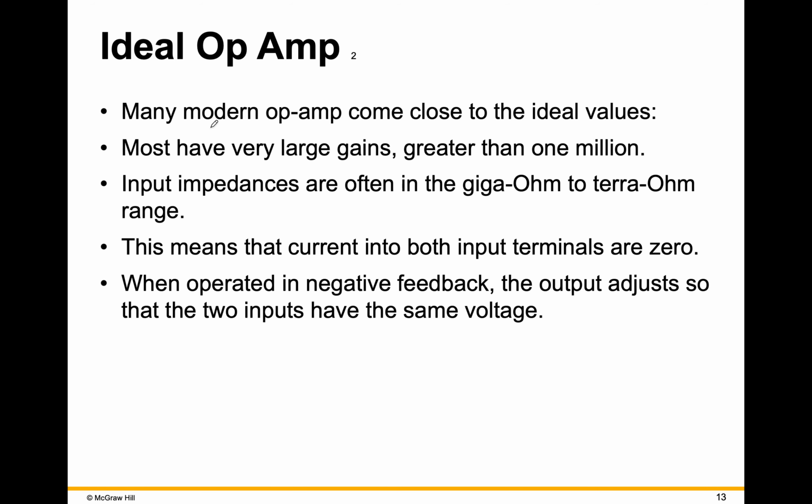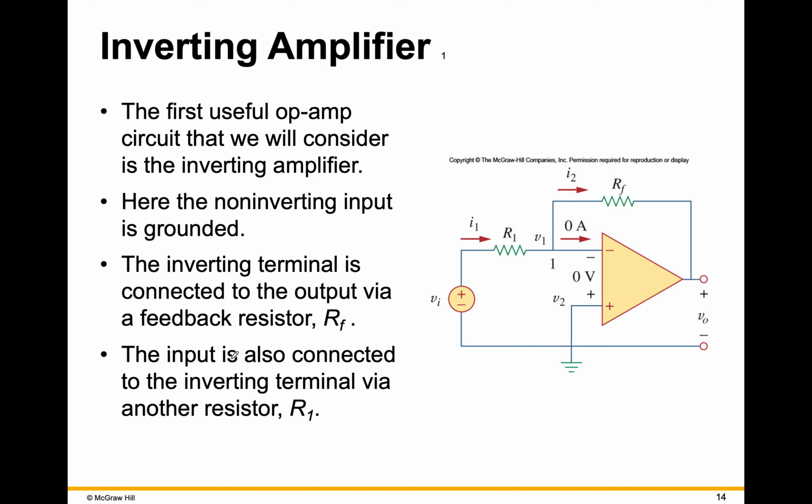Let's see, lots of modern op amps come really close to these ideal values. A lot have gains greater than 10 to the 6th. Input impedances are often in the giga to tera ohm range, which would mean that current into both of your input terminals can indeed be estimated as being zero. So you indeed are not loading the circuit. When you operate this in negative feedback, the output adjusts so that the two inputs have the same voltage. So that's part of the power of what the op amp can do. So in the next lecture, we're going to look at some of the possible circuits that you can construct using op amps, and some of these do some very interesting things.